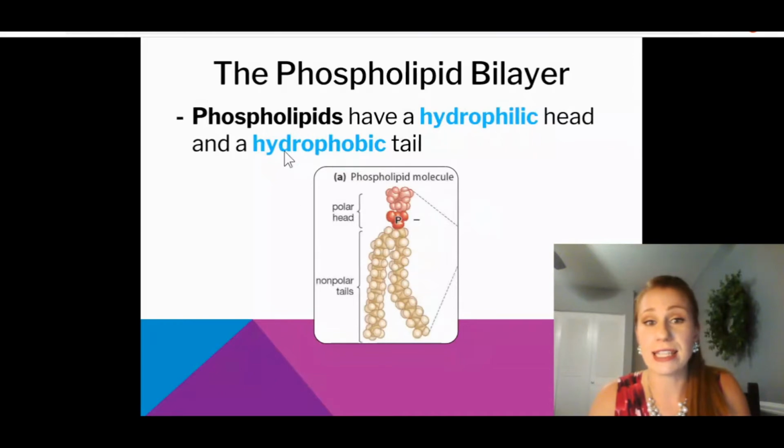On the flip side, it has a nonpolar tail, which we call hydrophobic. Hydro again meaning water, but phobic like phobia meaning fear. So that nonpolar tail is water fearing, and it doesn't want to have anything to do with water itself. So it's going to make up the inside of the cell membrane, so it doesn't have to touch the water on the outside.